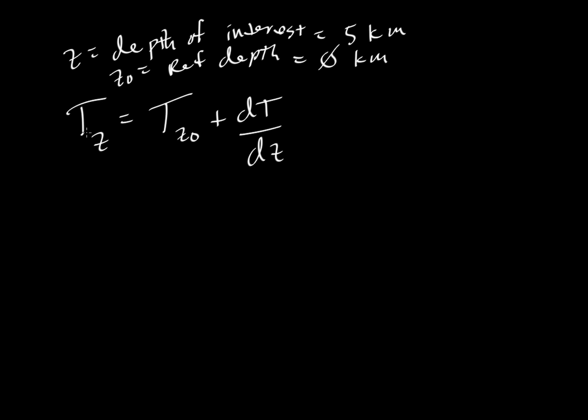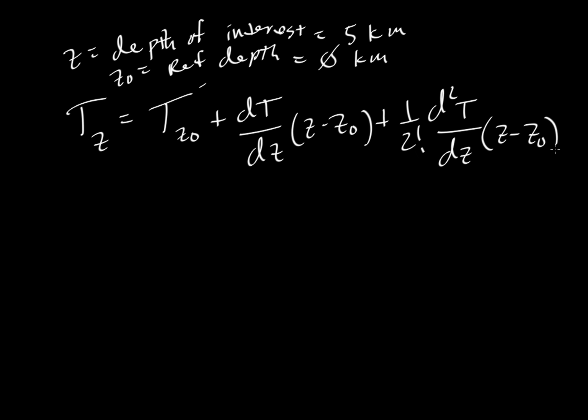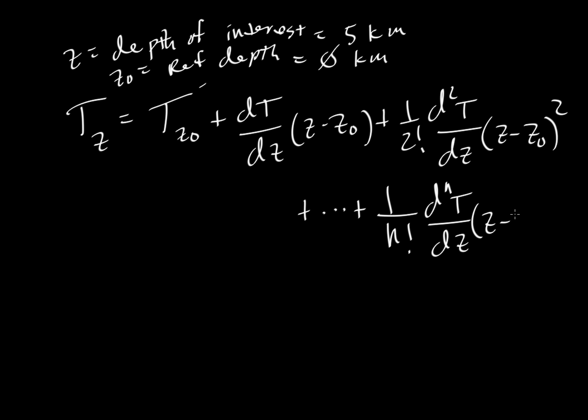So the temperature at some depth Z will be the temperature at our reference depth, Z naught, plus the geothermal gradient, dT/dZ, multiplied by Z minus Z naught, plus 1 over 2 factorial times the second derivative, multiplied by Z minus Z naught squared, plus some other terms that we could have if we like, where the last term would be 1 over n factorial, and then the nth derivative of temperature with respect to Z, multiplied by Z minus Z naught to the nth power.